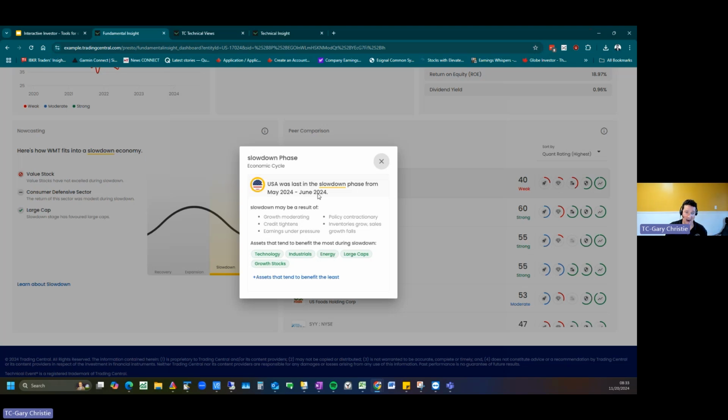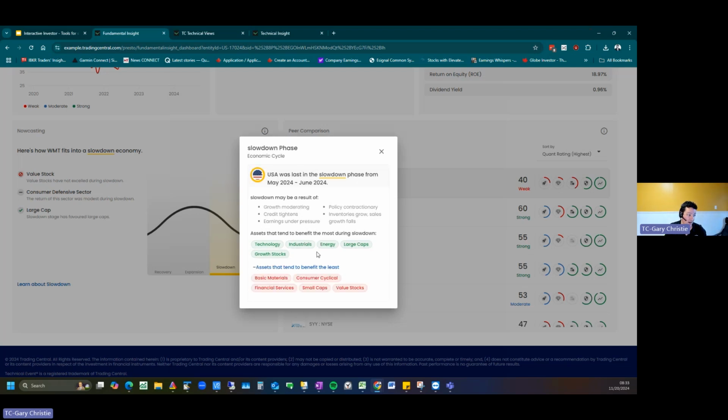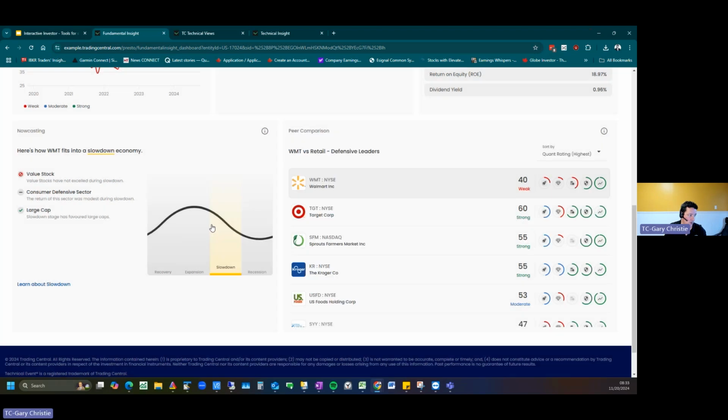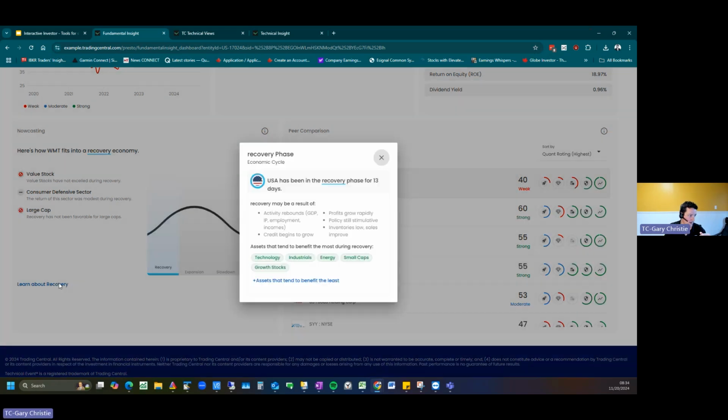And then we can see why that is and which assets tend to benefit the most during this period of time and which underperform. So if they go into recovery, say we're in recovery right now after this election cycle we're in, and the market seems to be pretty positive, I can learn about recovery. There we go. And we've been in recovery for 13 days. Wow. And we can see why.